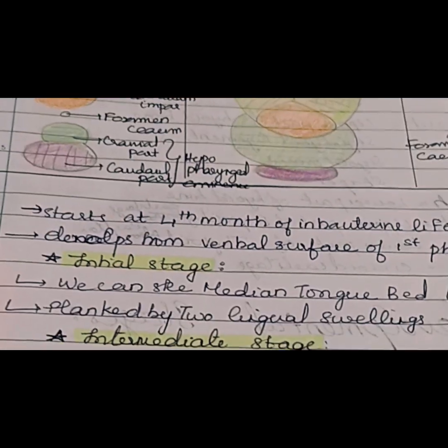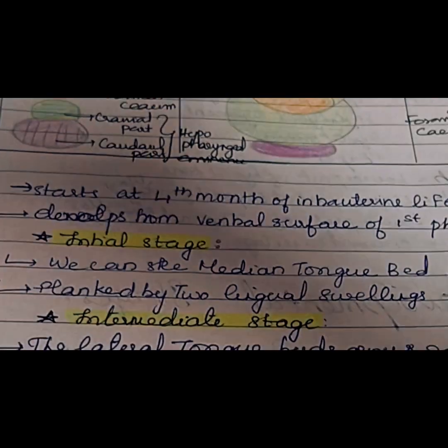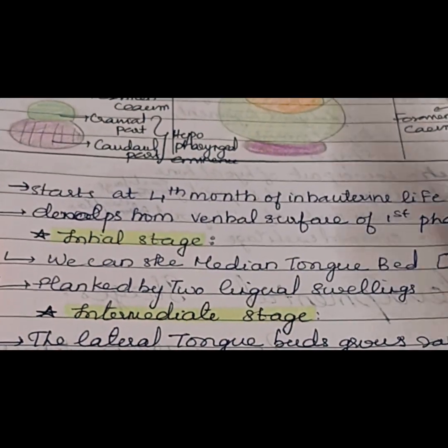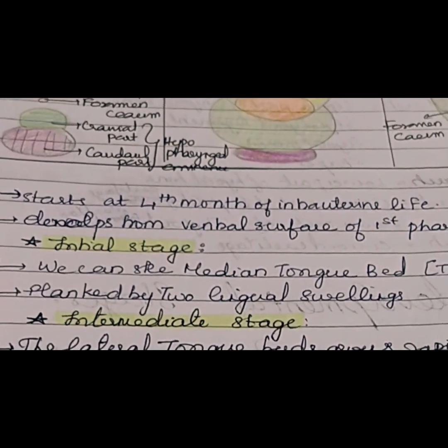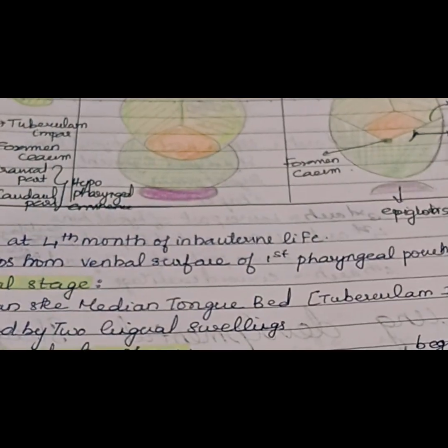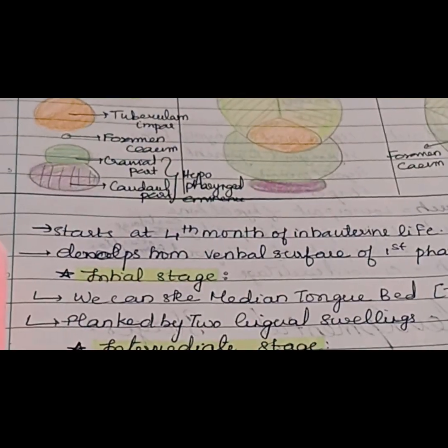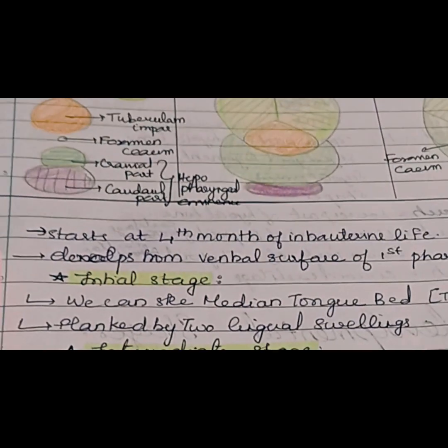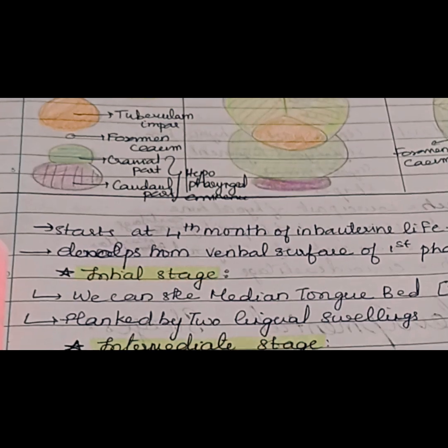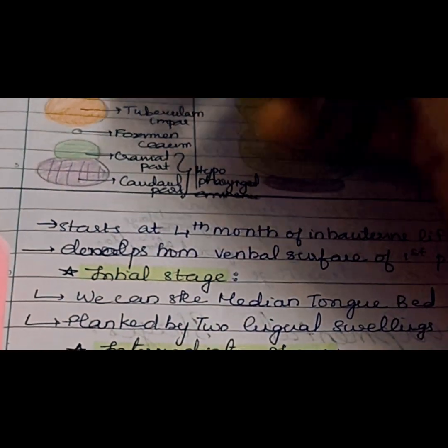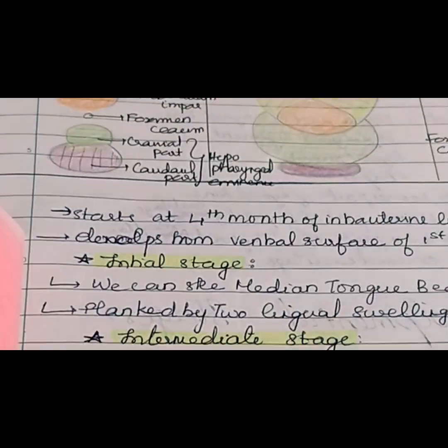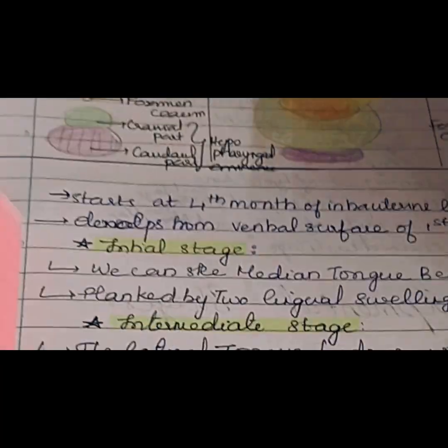It has 3 stages. What are the 3 stages? Initial stage, intermediate stage and fusion stage. What do you mean by initial stage? That is, we can see the median tongue bud, that is tuberculum impar, separately, flanked by the 2 lingual swellings. They are flanked, they are separated. When you see this separated, that's the initial stage.